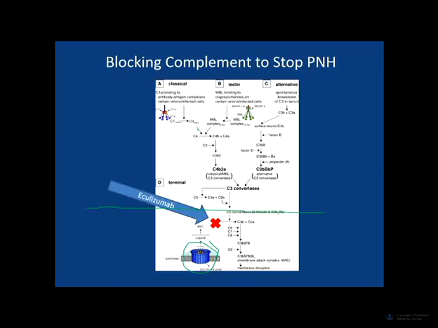At one point, this was the most expensive medication in the United States. This costs greater than $400,000 a year to treat this disease. But it's a very effective treatment. Within weeks of giving this monoclonal antibody, hemolysis should shut off, and the risk of thrombosis goes down.